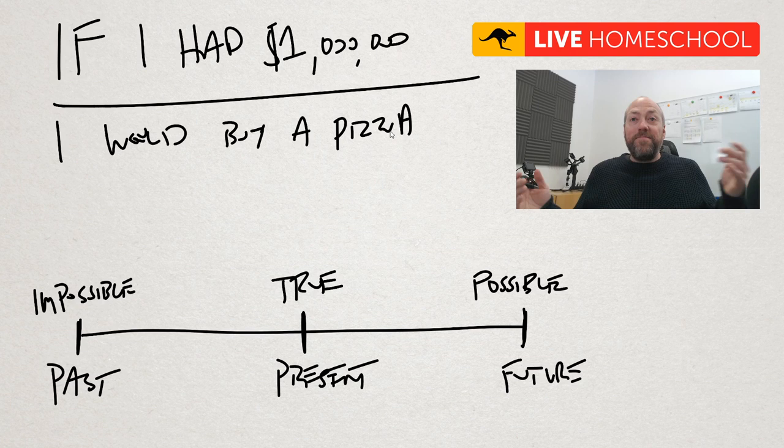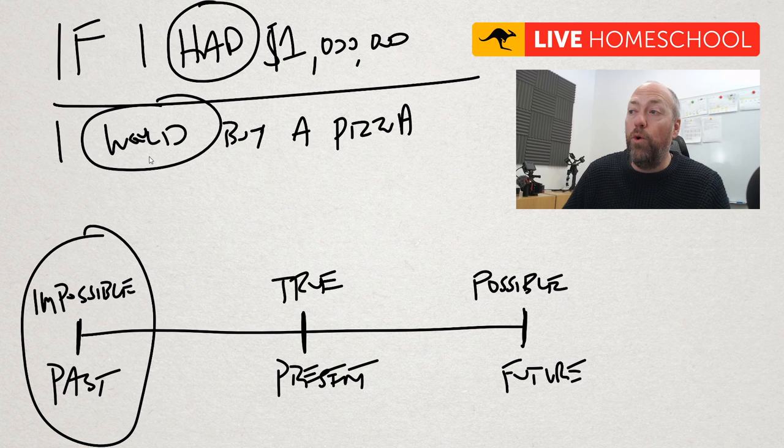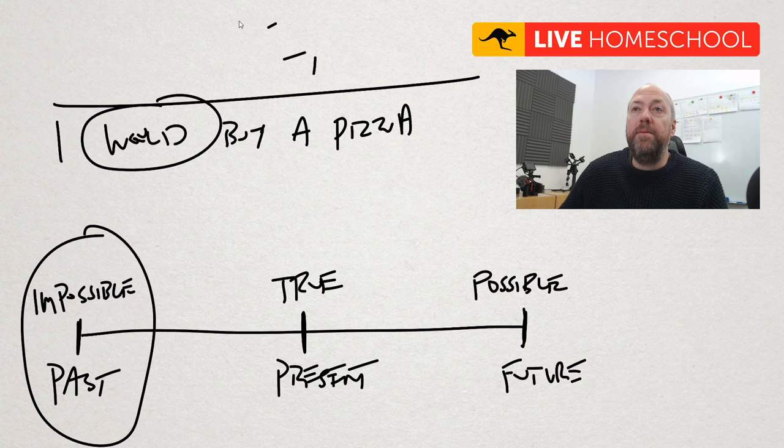Now, here, I don't have 1 million euros. It's impossible. So we're going to use the past tense. And here, this would is also the past tense because would is the past of will. So this conditional makes sense. Something impossible, right? Okay. Now, let me just erase this.